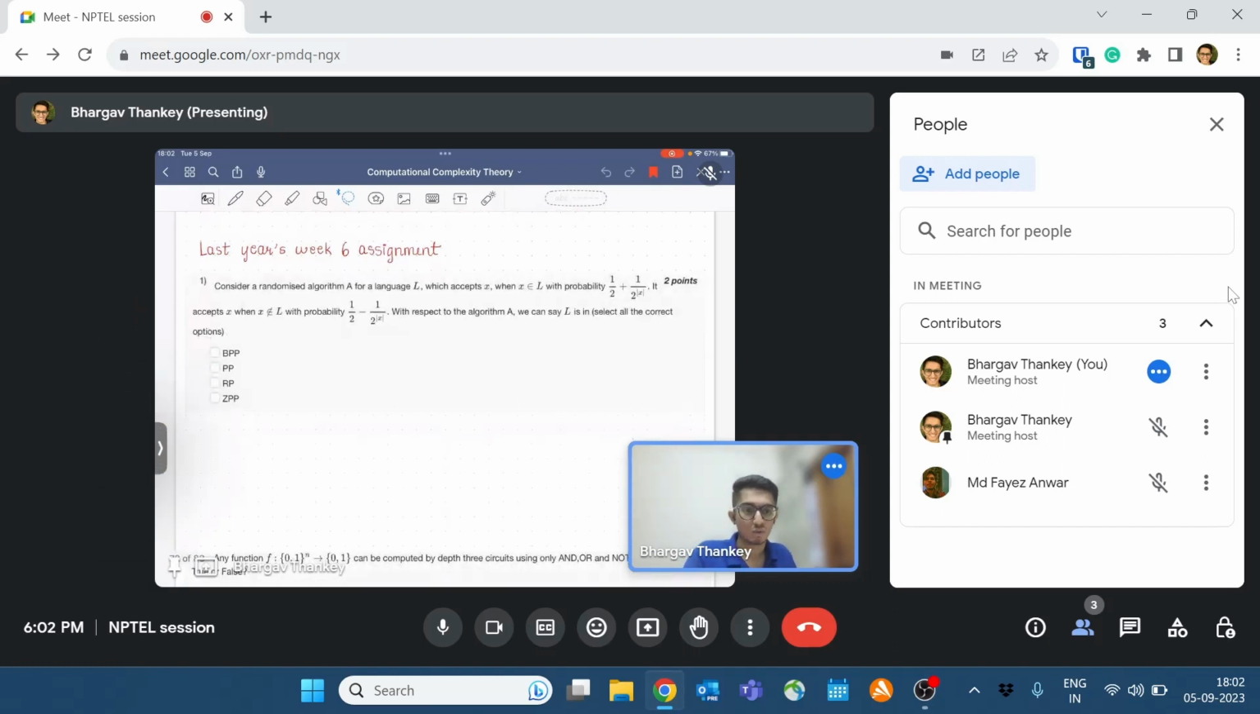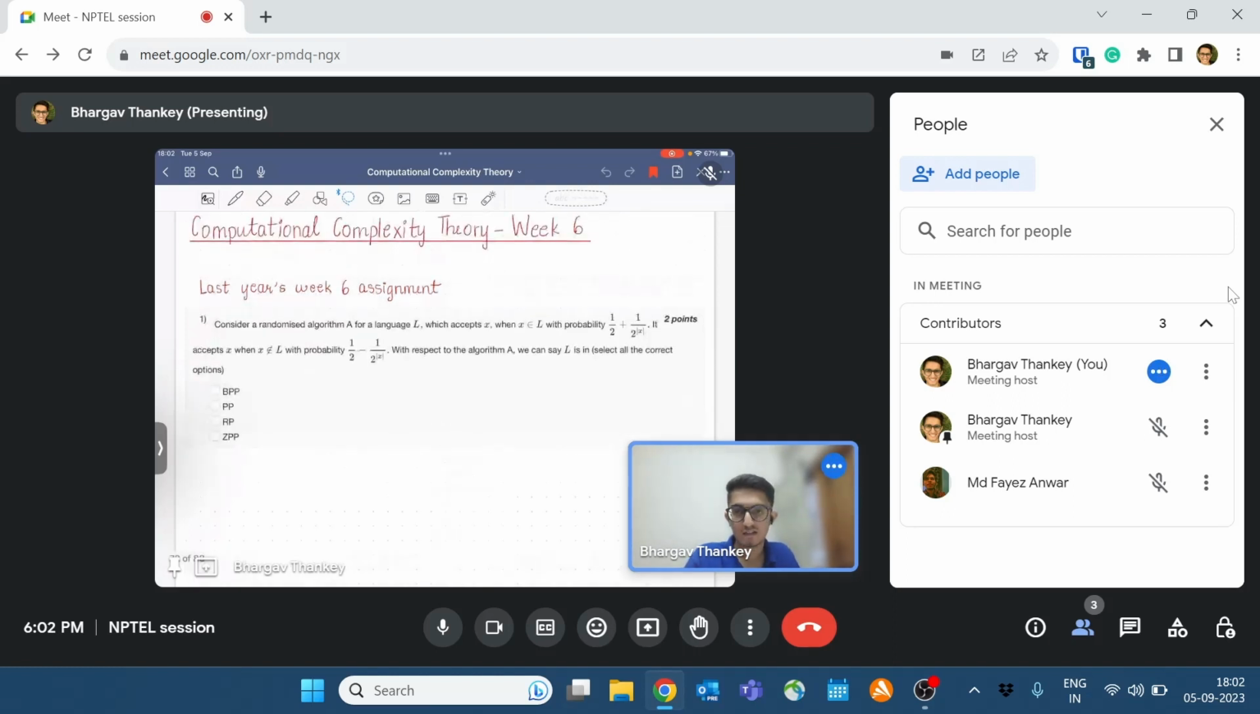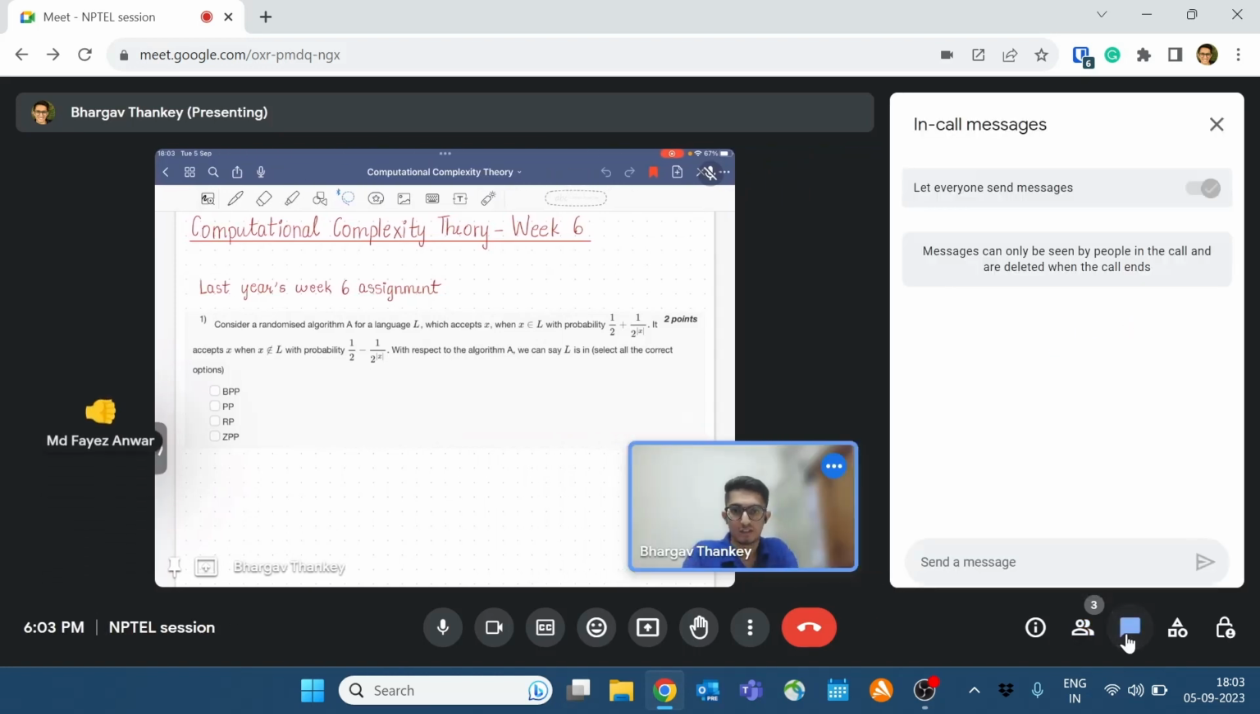Okay, yeah. So, what we'll do today is we'll first solve last year's week six assignment. Then we'll solve this year's week six practice assignment. And then, as you said last time, you have some questions about the proof of the Baker-Gill-Solovay theorem. So, after solving these two assignments, we can discuss the proof of that theorem. And if we still have some time, we can solve this year's week five assignment. Okay, so does that sound fine? Okay, so let's start.